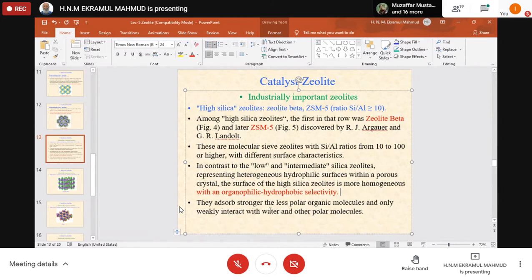These absorb the less polar organic molecules more strongly and only weakly interact with water and other polar molecules. If it is organophilic, hydrophobic, then we have to choose our catalyst and see what the reaction product is. That means whether it is hydrophilic or hydrophobic, we can control this with the silica alumina ratio.